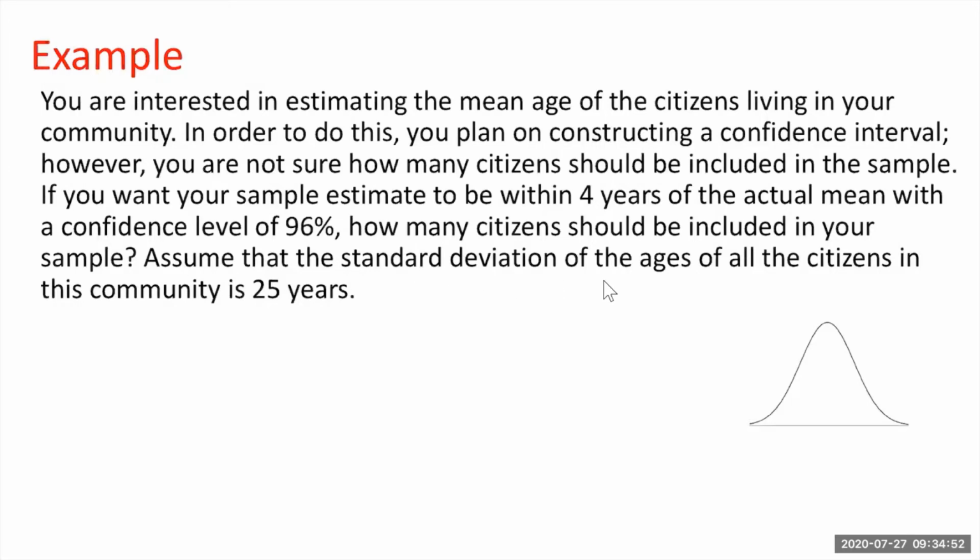Assume that the standard deviation of the age of all citizens in this community is 25 years. Okay, let's find out what is given and what we need to find. So they say that you are constructing a confidence interval. Whenever you are constructing the confidence interval, you have the point estimate in the middle, which is the sample mean in this case.